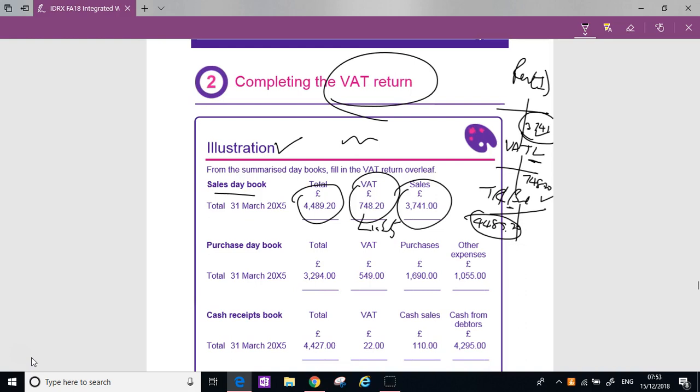And then we have the reverse. What you have here is a breakdown of what we would consider to be purchases. When we add these two figures together, 1690 plus 1055, we get 2745, and when you now add that onto the 549, you get the 3294. So we're really saying that we have a mixture.